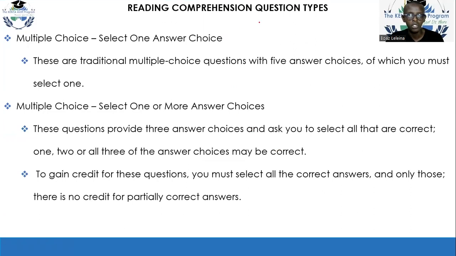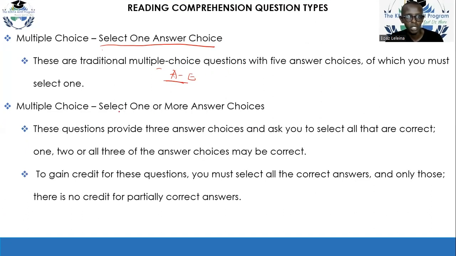There are some question types for the reading comprehension. The first one is multiple choice. You are asked to select one answer choice. So you'll be given between A to E, and then you're asked to select only one answer, either A, B, C, D, or E. So you just select one answer.